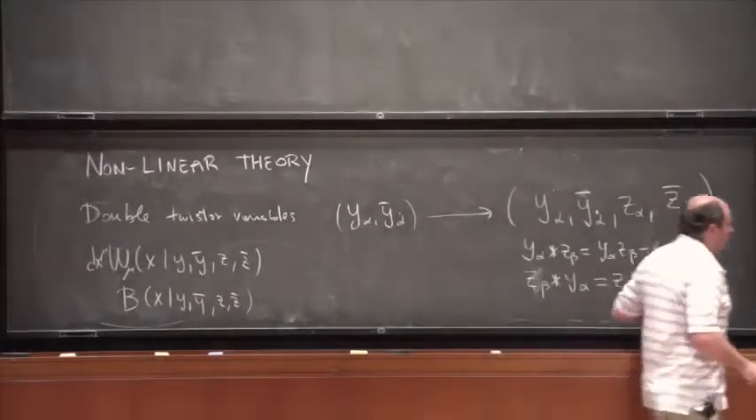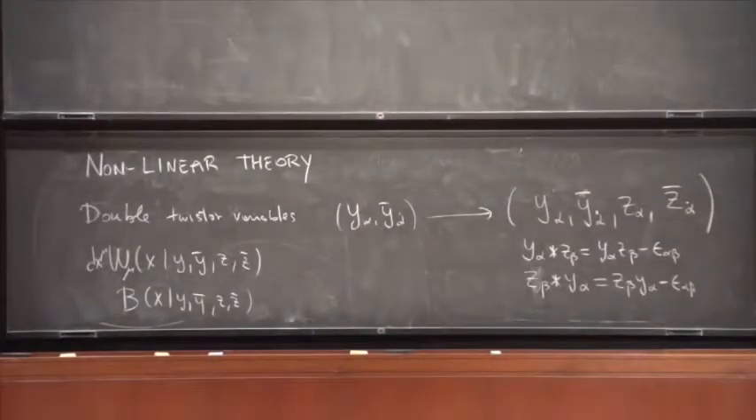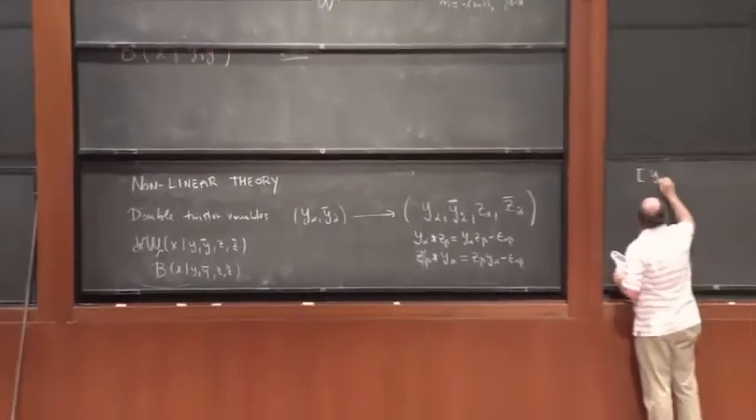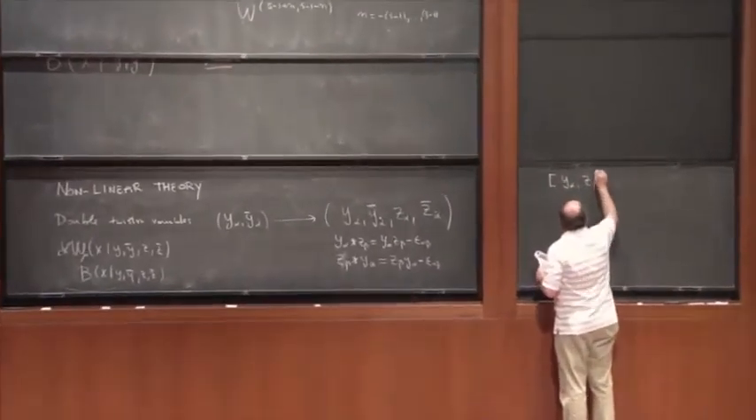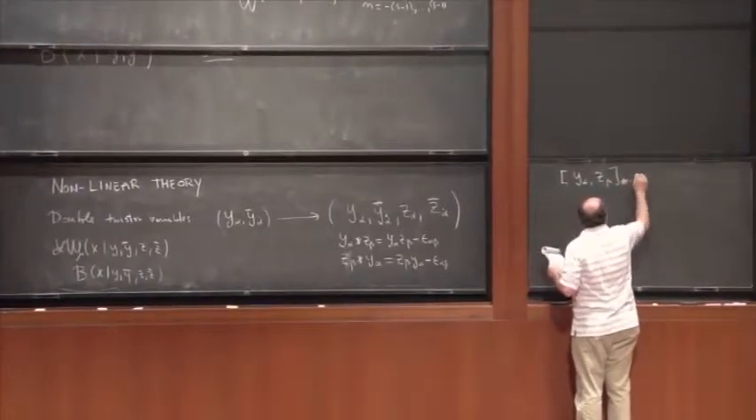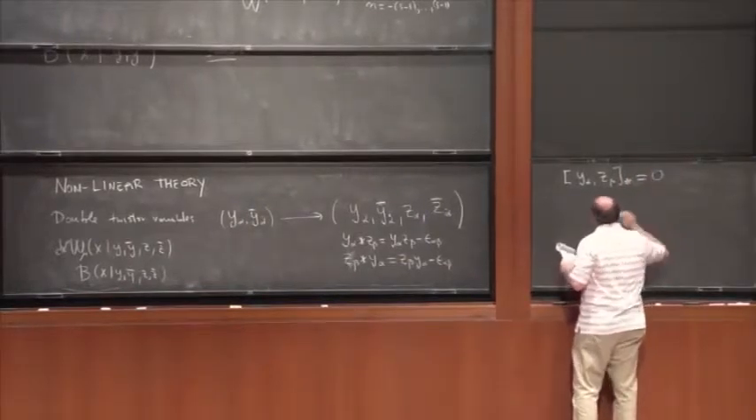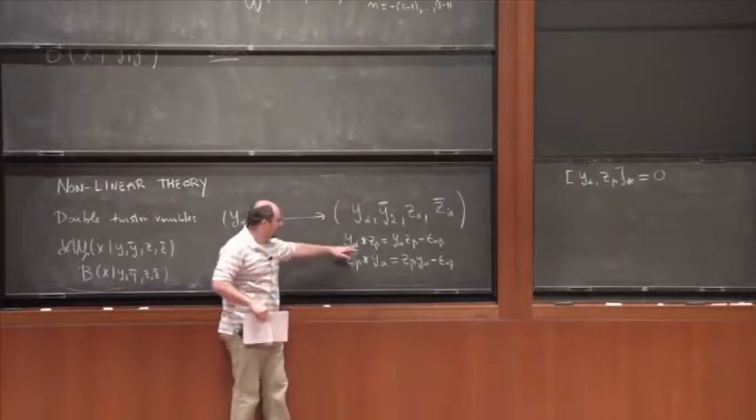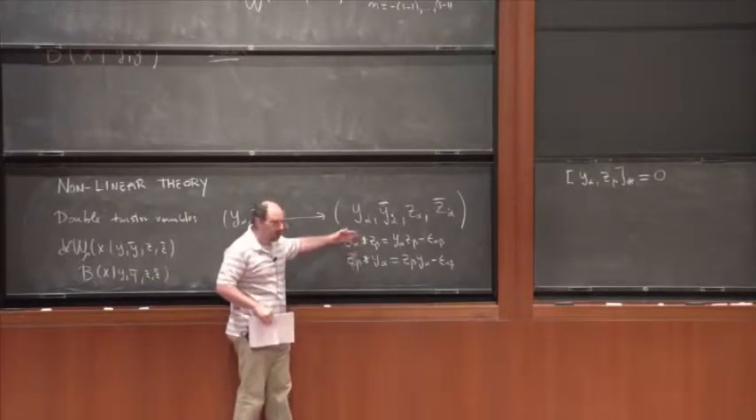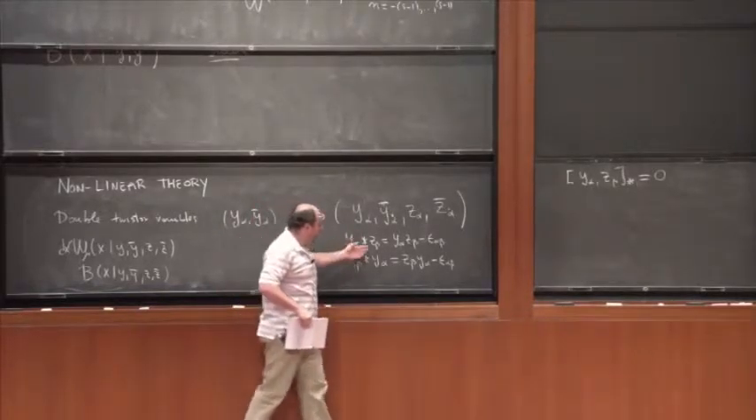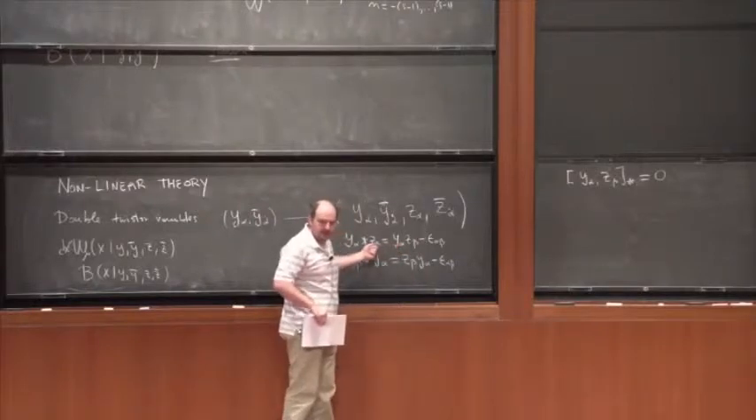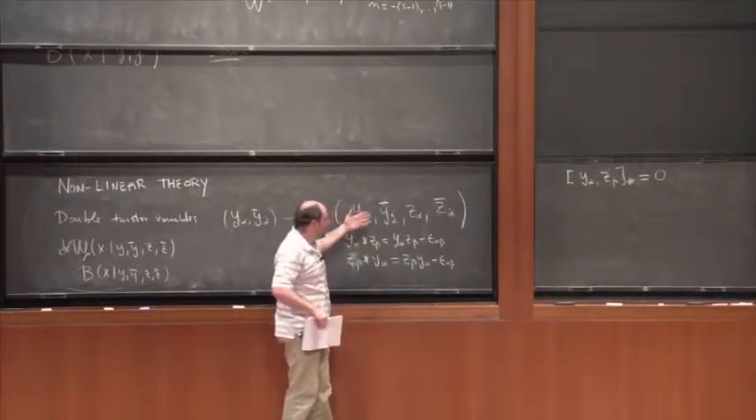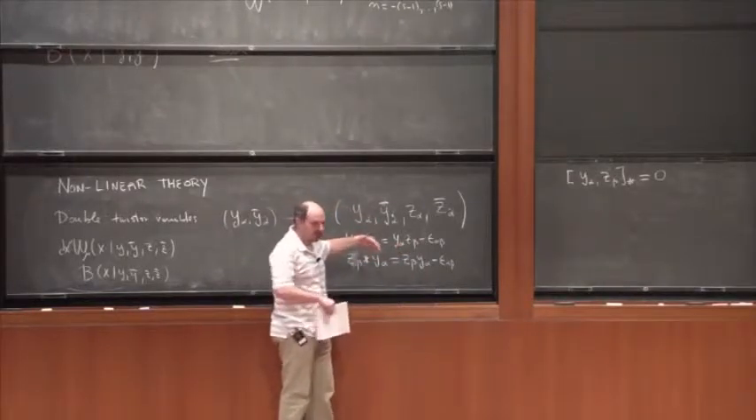So this, in particular, implies that y's and z's, by this definition of star product, commute on the star product, but it will be important that they do have a non-trivial star contraction. The commutator is 0, but there is a non-trivial star contraction here. Okay, this is important when you study the actual equations.